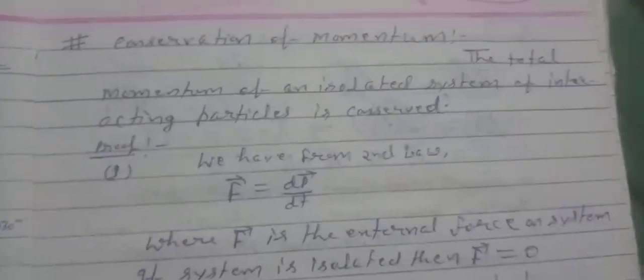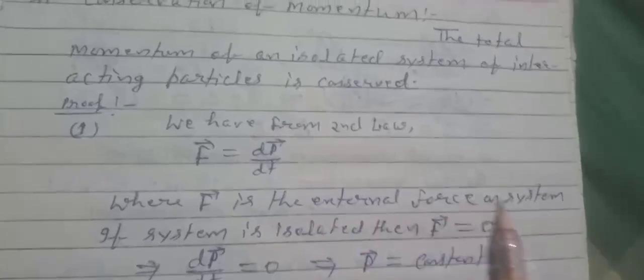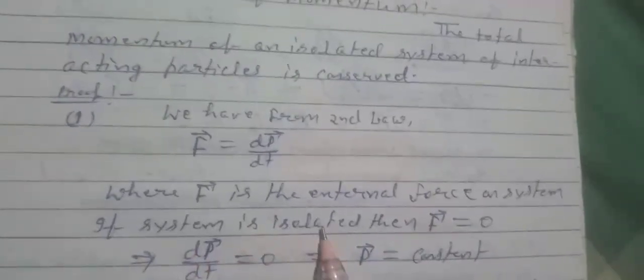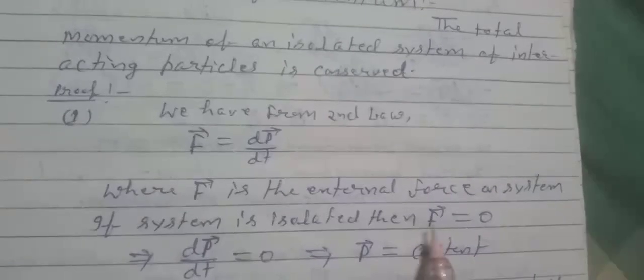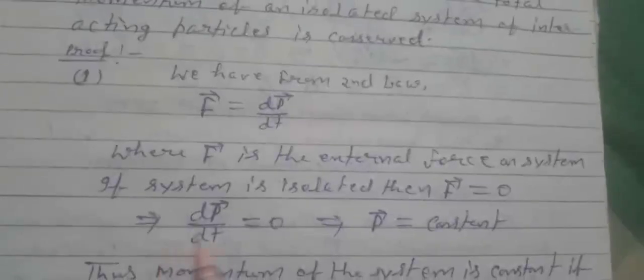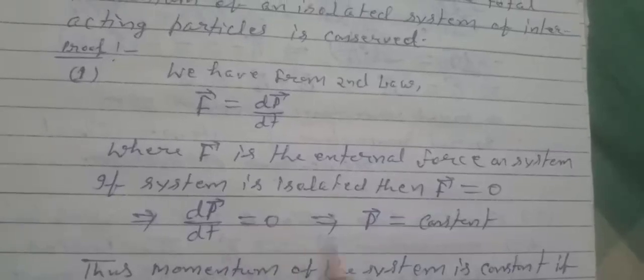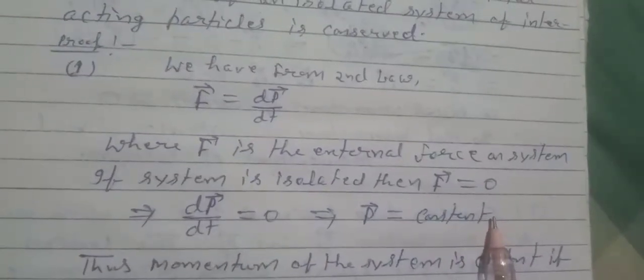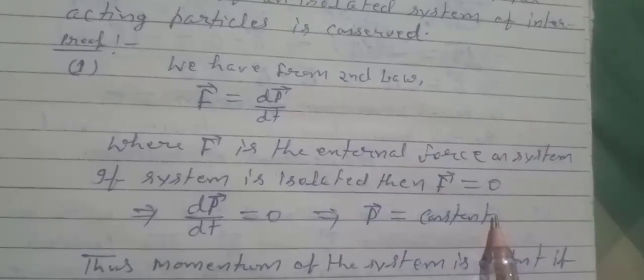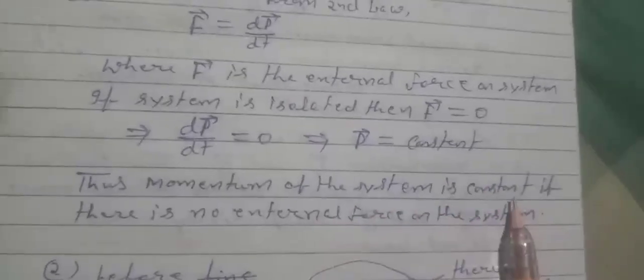Proof. We have from the second law F equals dp by dt, where F is the external force on the system. If the system is isolated, then the external force will be 0, that is F vector equals 0. So from this equation we have dp by dt equals 0. Now this will be only true when p equals constant, that is, momentum is conserved. Thus the momentum of the system is constant if there is no external force on the system.